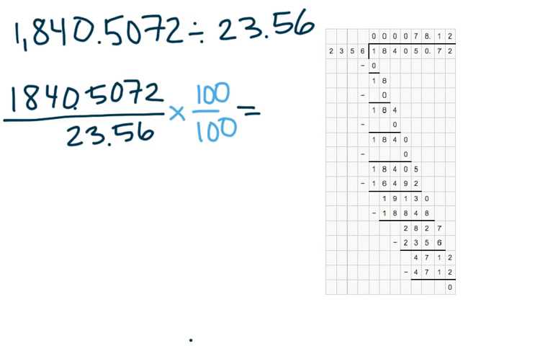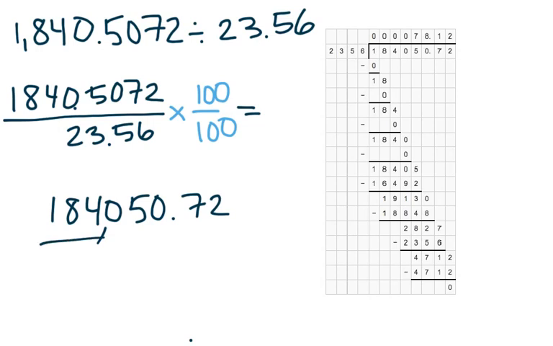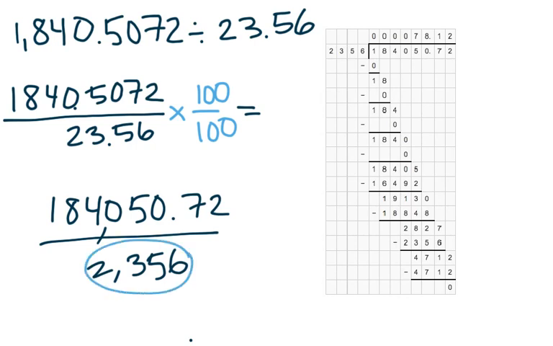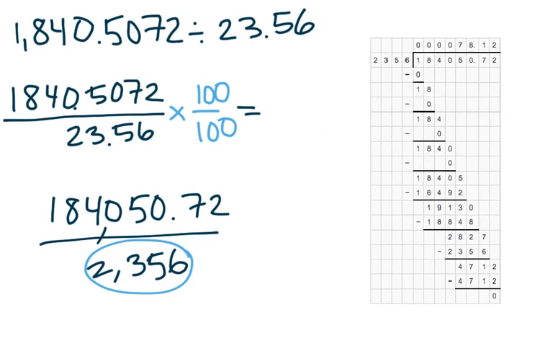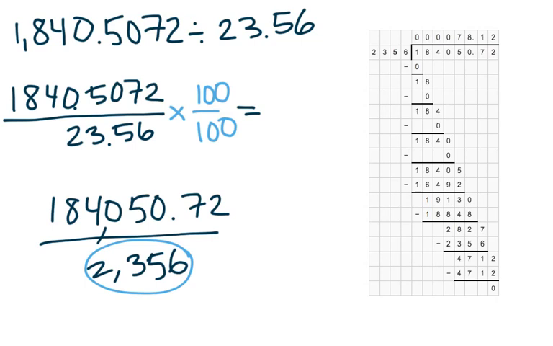So this is going to give me 184,050 and 72 hundredths divided by 2,356. So now that I have that whole number divisor, I can go ahead and start my division algorithm. So we see that here on the side of the screen.